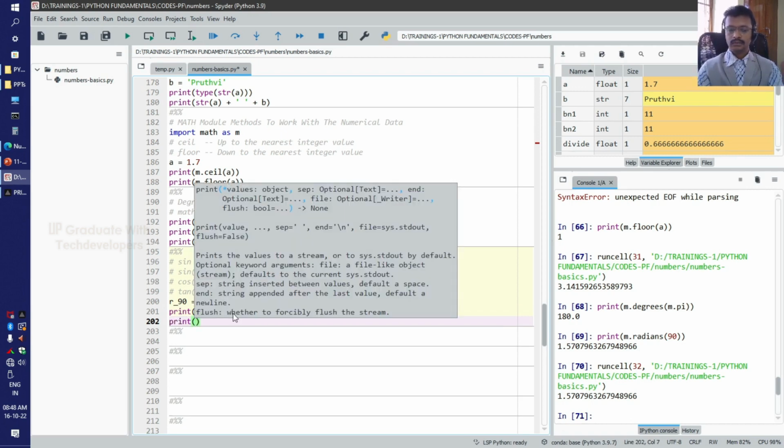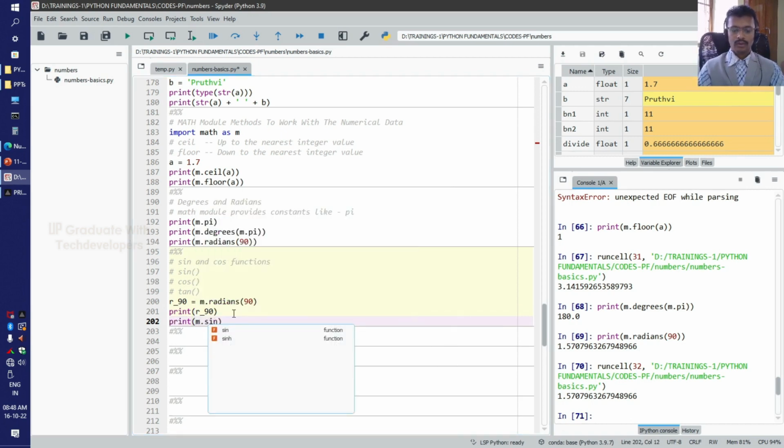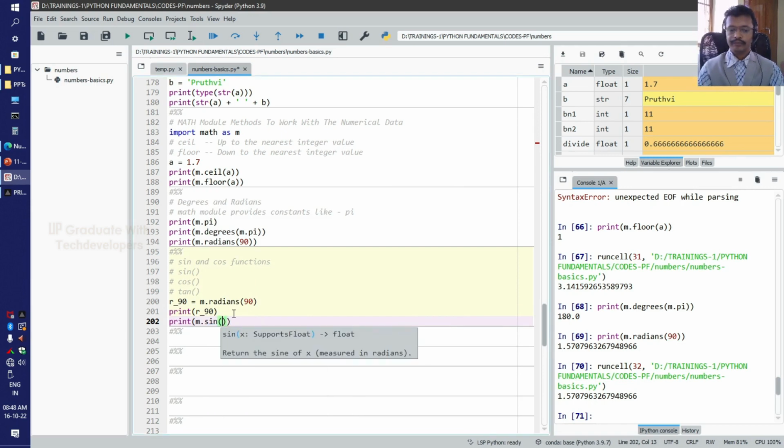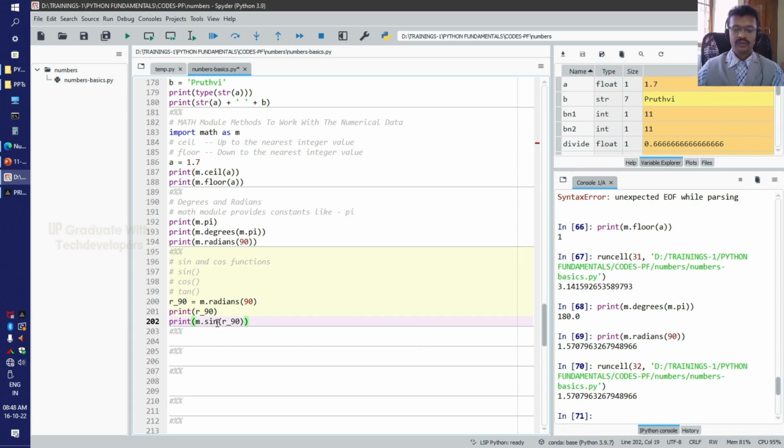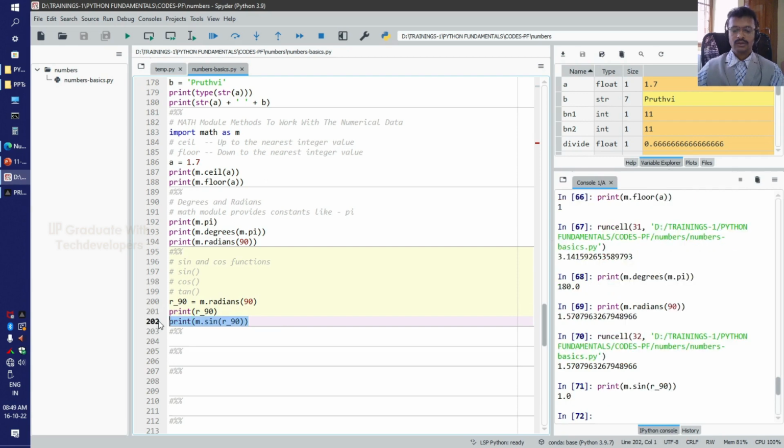Let us create the sine value of this one, sine, and then the radians. So this sine function will create the sine value of an angle in radians. R underscore 90, it is in radians. Let us create the sine value. Yes, we know that sine 90 degree is nothing but 1.